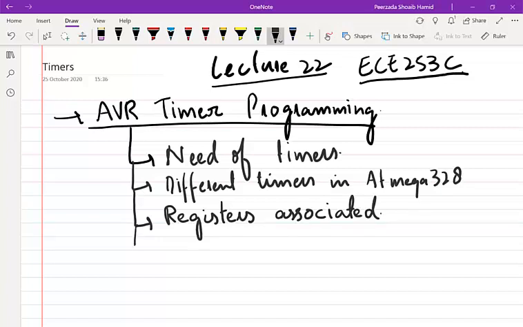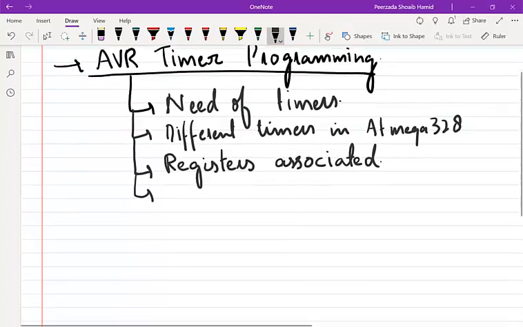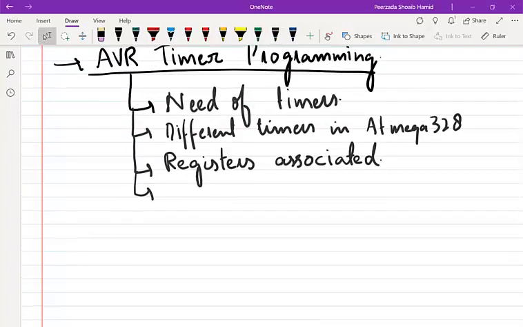And then we are going to discuss the different timer modes. What are the different modes that the timers in ATmega 328 support? So, different timer modes.